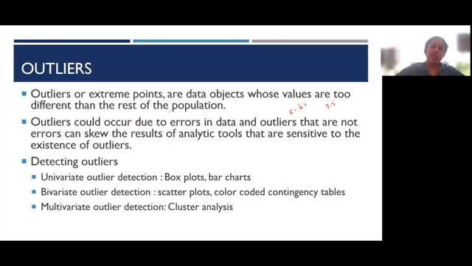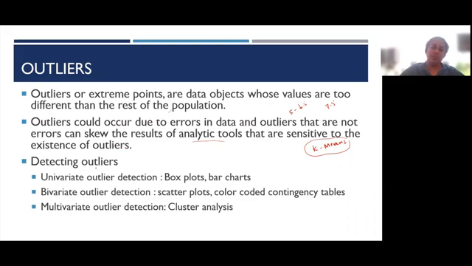So outliers could occur due to errors in data, and outliers that are errors can skew the results. It can negatively impact the results, right? Some analytics tools are sensitive to outliers. For example, we will learn k-means algorithms next week. If there are outliers, this answer will totally change. So in that case, you better look for outliers, and if there are outliers, you can remove it.